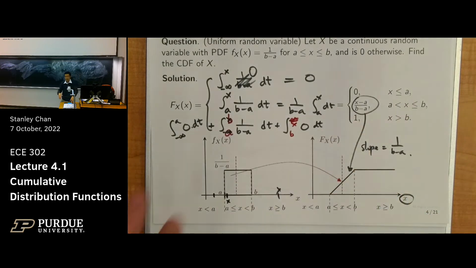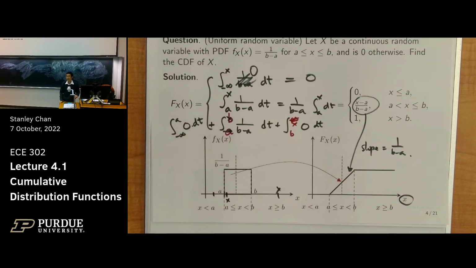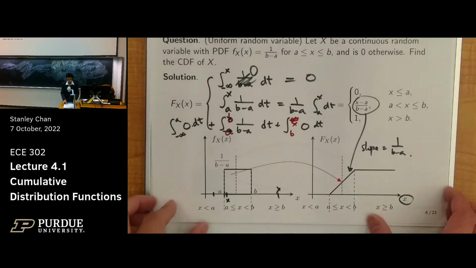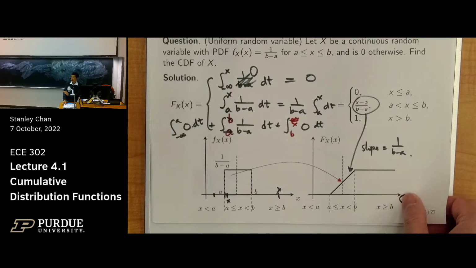Now, once you're familiar with this integration, then you can skip all the steps. You can just say, hey, I've already integrated over the entire sample space. It's got to be 1. Right? So you can make that argument too. Okay, so that example tells you how we calculate the CDF over the entire real line, not just the middle stuff. I hope that is clear to everyone. Is it okay?